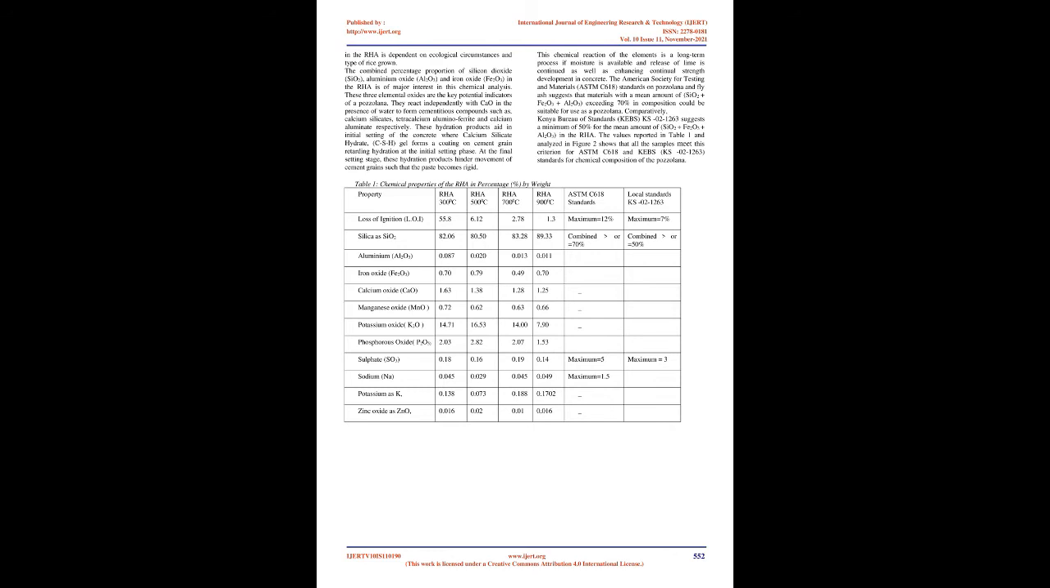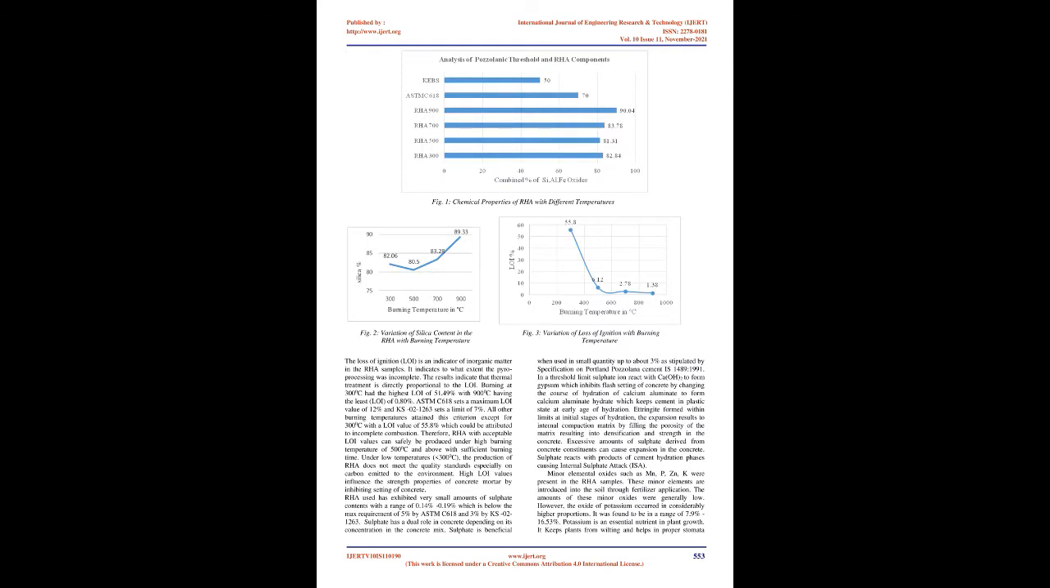The American Society for Testing and Materials, ASTM C618, Standards on Pozzolana and Fly Ash suggests that materials with a mean amount of SiO2 plus Fe2O3 plus Al2O3 exceeding 70% in composition could be suitable for use as a pozzolana. Comparatively, Kenya Bureau of Standards, KEBS, KS-02-1263 suggests a minimum of 50% for the mean amount of SiO2 plus Fe2O3 plus Al2O3 in the RHA. The values reported in Table 1 and analyzed in Figure 2 show that all the samples meet this criterion for ASTM C618 and KEBS KS-02-1263 standards for chemical composition of the pozzolana.